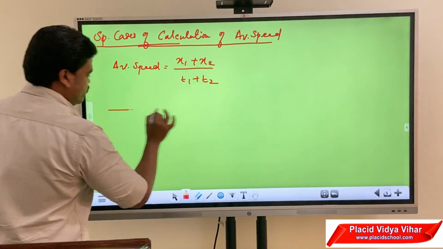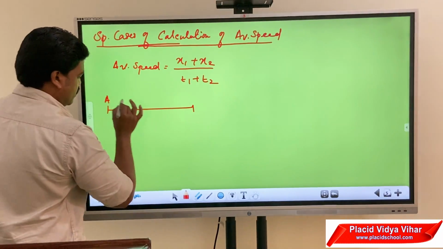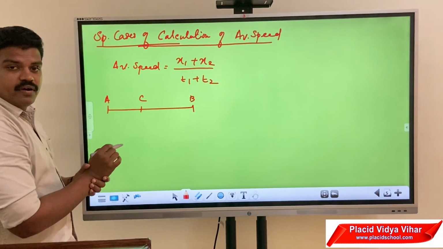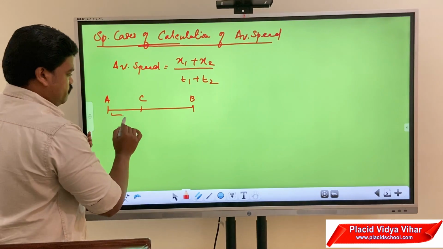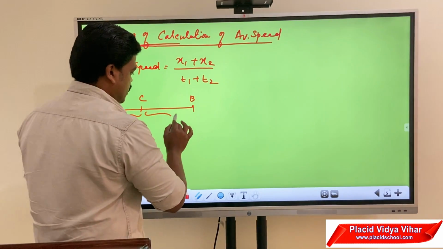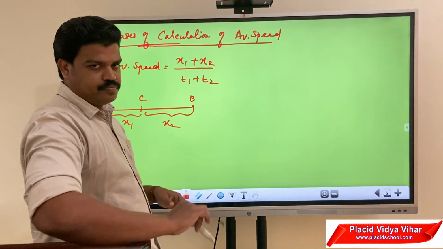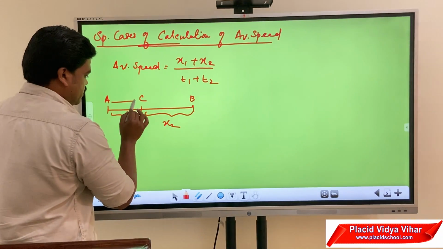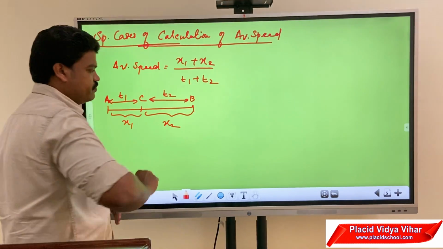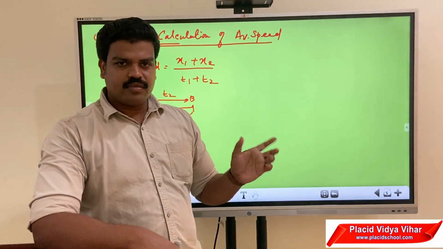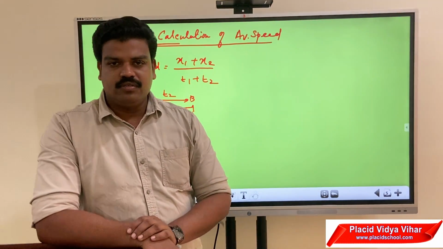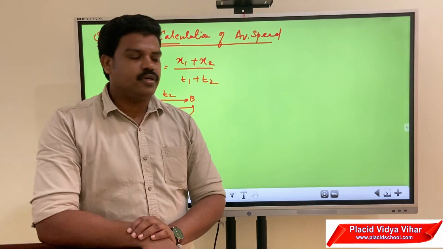In this case, we have two different points A and B separated by a certain distance. In between these two, we have another point C. A and C are separated by a distance x1. C and B are separated by a distance x2. It takes a time t1 to travel from A to C and a time t2 to travel from C to B. In this case, we can directly use this equation: average speed is equal to x1 plus x2 divided by t1 plus t2.